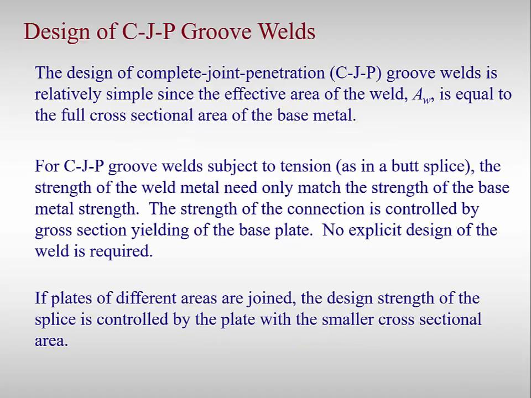The design of complete joint penetration, or CJP, groove welds is relatively simple since the effective area of the weld, uppercase A sub W, is equal to the full cross-sectional area of the base metal. For CJP groove welds subject to tension, such as what you have in a butt splice, the strength of the weld metal need only match the strength of the base metal. The strength of the connection is controlled by gross section yielding of the base metal. No explicit design of the weld is required.